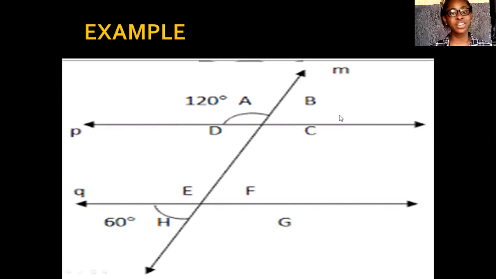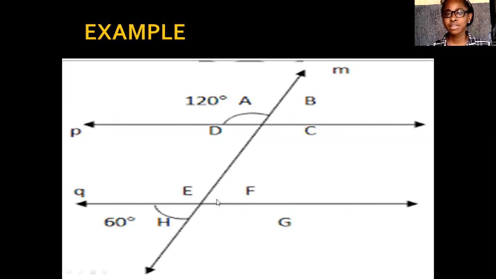This is 120 degrees, and this is B. B is not given. How can we find B? If you observe B, you can find it in two different ways. We can say B plus A equals 180 degrees. Reason: sum of angles on a straight line. Because A is already 120 degrees, 120 degrees plus B equals 180. When you subtract 120 from both sides, B will stand alone, and 180 minus 120 gives us 60 degrees. That's one way of finding the value of B.